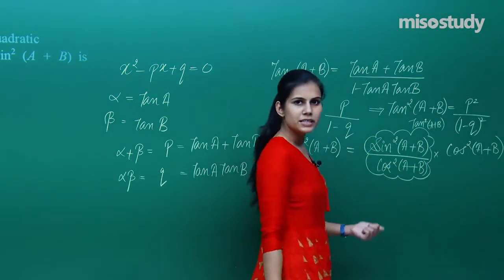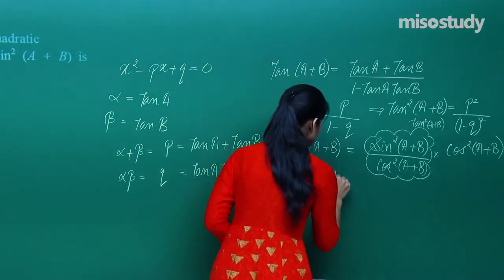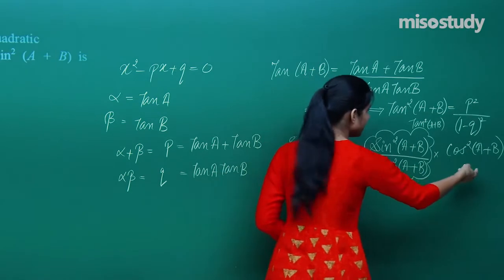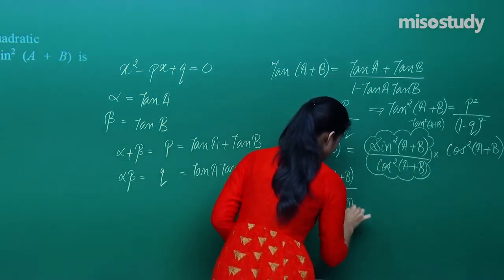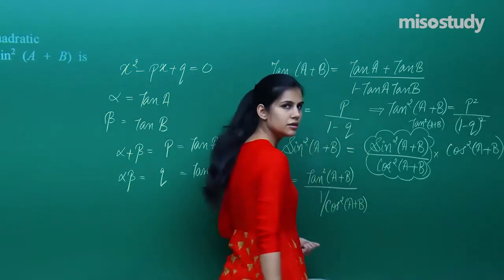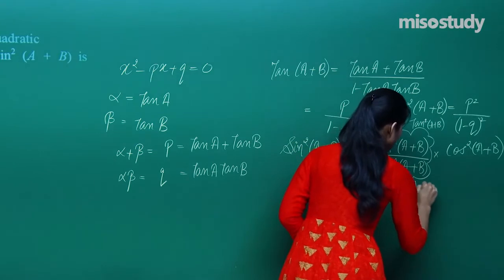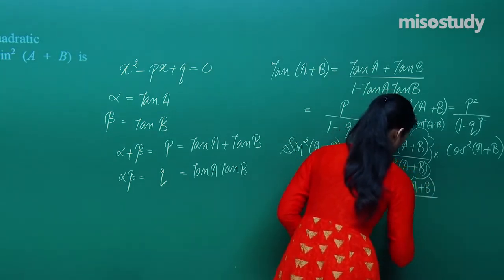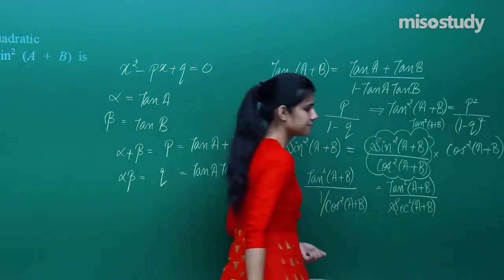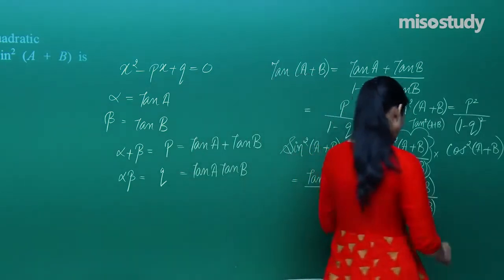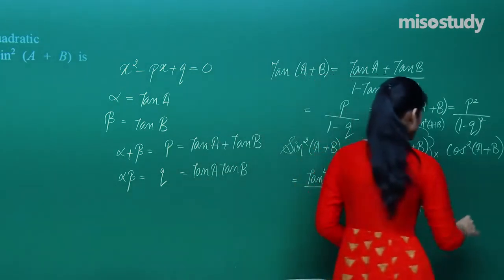And tan square A plus B's value you know. So you basically are getting tan square A plus B multiplied by cos square, or divided by 1 by cos square, which can be written as tan square A plus B upon sec square A plus B. Now tan square A plus B is p square upon 1 minus q whole square.